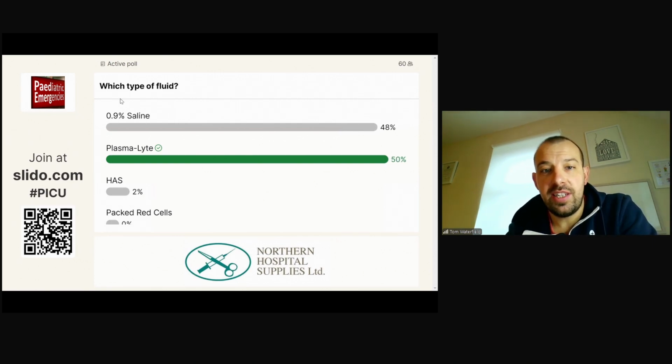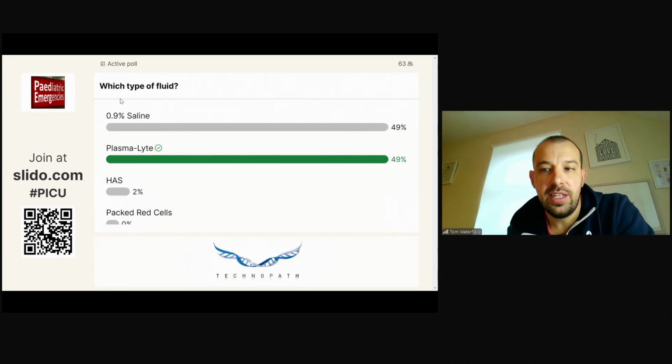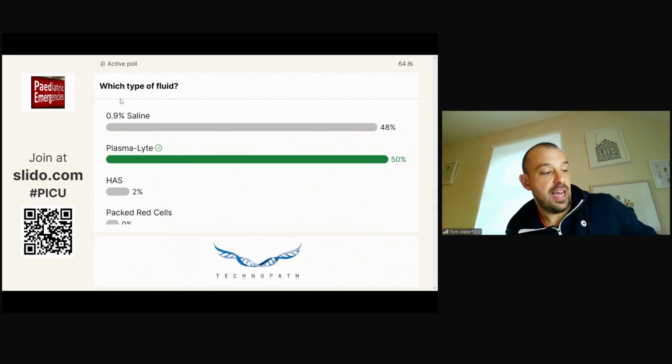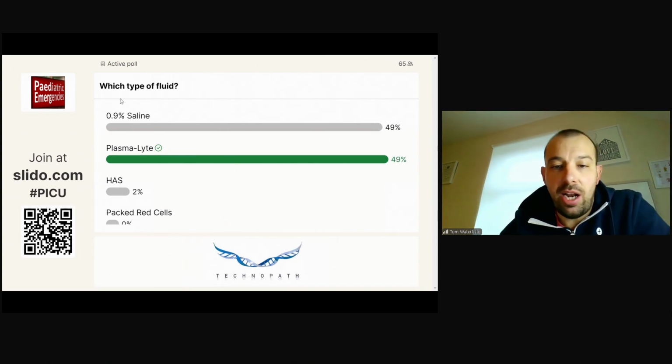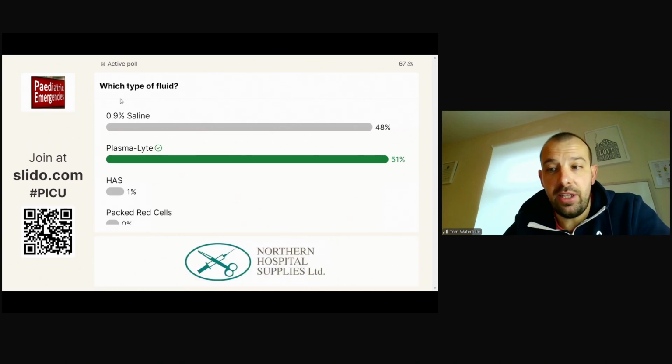For the first bolus, I actually don't mind whether you give saline or Plasma-Lyte. I ticked Plasma-Lyte as the correct one. I think if you're going to use large volumes of fluid, using a balanced solution, Plasma-Lyte, Hartmann's, Ringer's lactate, is preferable. I'll explain why. But also human factors. If your department stocks normal saline and the nurses are used to it, and that's your first bolus, one bolus, in my opinion, of normal saline isn't going to be the be all and end all. But if you're going to give large volumes, you should start thinking about balanced solutions.